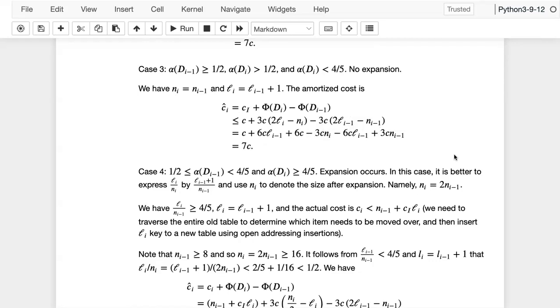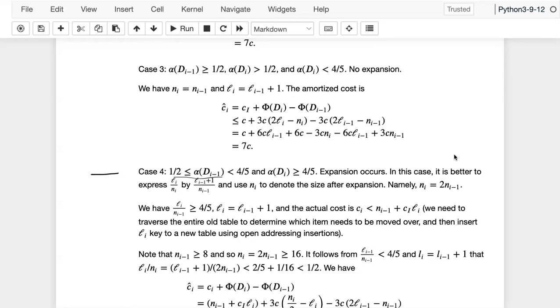So now let's look at the last case for insertion. So before the insertion, the load factor is at least 1/2, but less than 4/5. But after the insertion, the load factor is greater than or equal to 4/5.